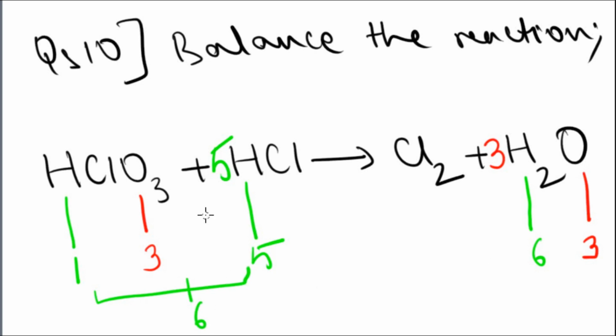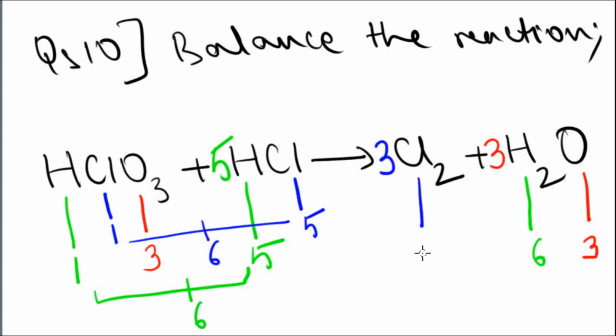Now we're stuck with chlorine only. We have 2 on one side and 6 on the other side. So we have to change the product side, right? By just adding a 3. So 3 times 2 becomes 6 and everything is balanced.